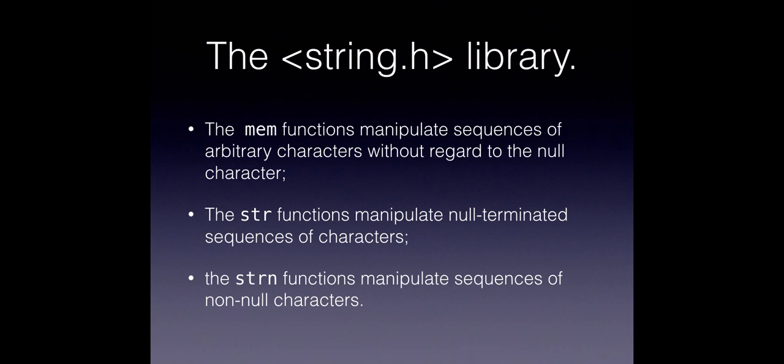In memcpy, it copies n number of bytes from two different memory areas, and if there's an overlap, the behavior is undefined. The str functions manipulate null-terminated sequences of characters. The examples are strcpy, strcmp, etc. The strn functions are used instead of str, say strncpy, strlcpy, because strcpy leads to buffer overflow.